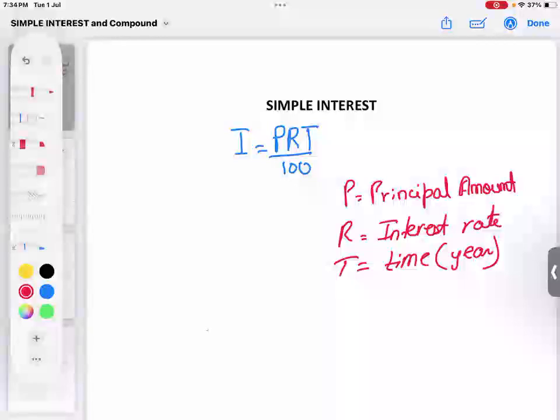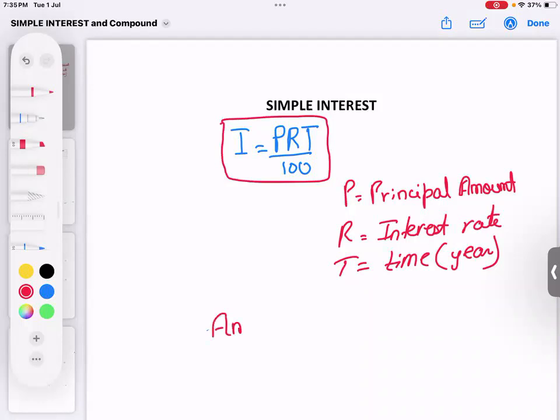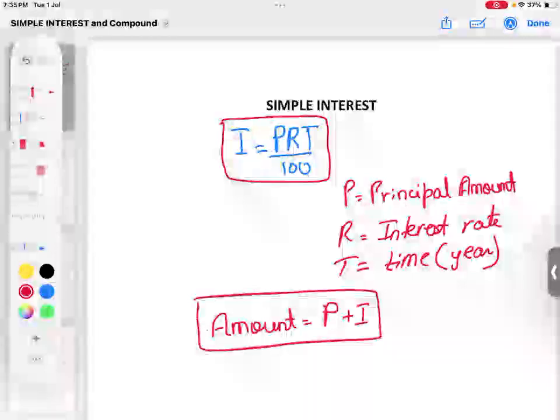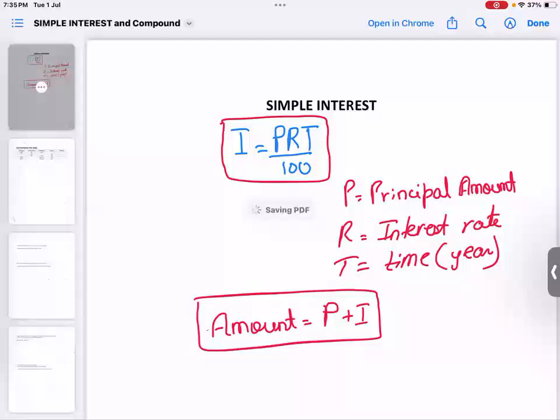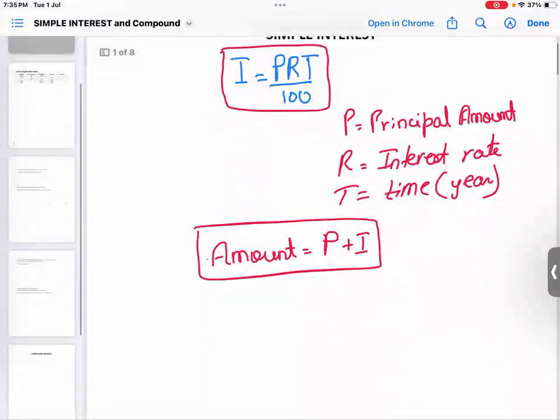Okay, that's important. One more formula we have. This formula will give us the interest we get from the amount we borrow or invest, and we have another formula that will give us the total value after the interest we get. So the amount, the total amount, is equal to principal plus interest. We will apply these two formulas and solve some questions. So now moving towards the questions, we have some example questions. You will see how to solve them.